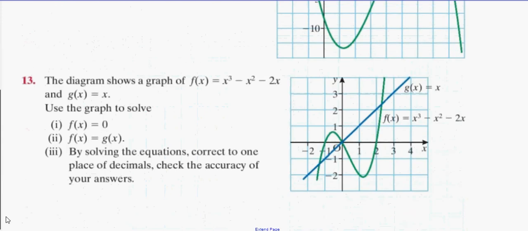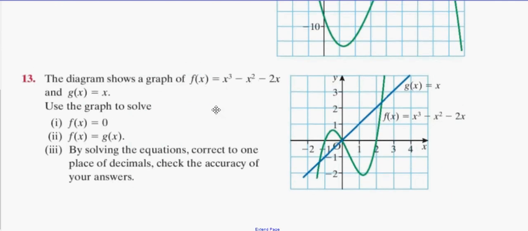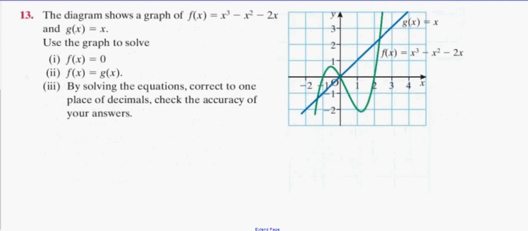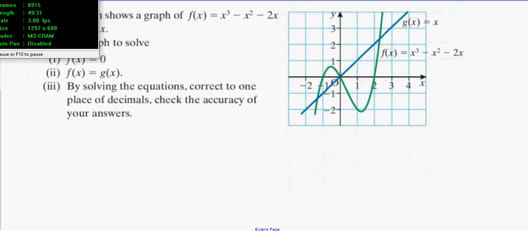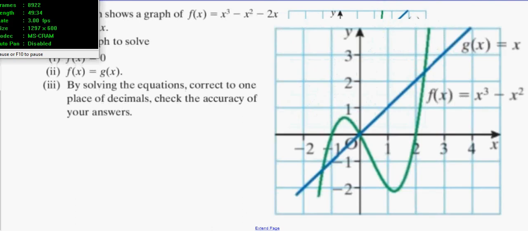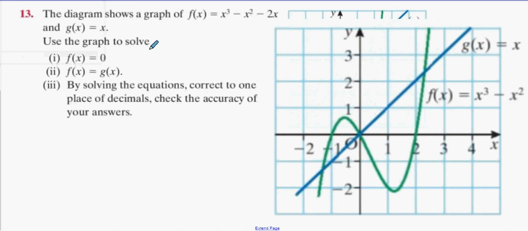Oh, it looks like a fun one. Alrighty. Where does f of x equal 0? Where does the green line cross the x-axis? Minus 1, 0, and 2. So x equals minus 1, x equals 0, x equals 2.